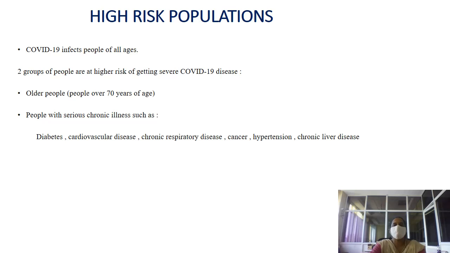Which populations have a higher risk of COVID-19? There are two groups of people at higher risk of getting severe COVID-19 disease. One is the geriatric population, more than 60 or 70 years. The other is people with chronic comorbid conditions along with COVID-19, which could be diabetes mellitus, cardiovascular diseases, chronic respiratory diseases, cancer, hypertension, and even chronic liver diseases.